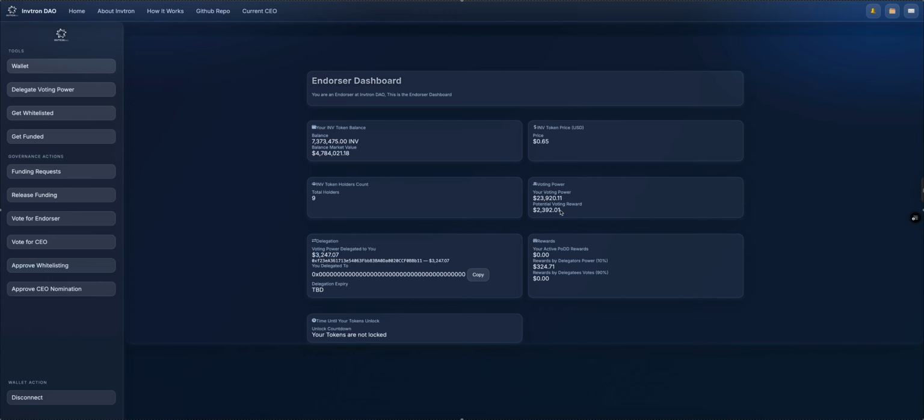And the reward is 2,392, and I will get rewarded also $324 for the voting power that I got from someone else. This is not accurate. This should be 32, I think, because 10% of this is 324. This is a miscalculation from the front end. This can be changed, no problem. Okay. So the idea is that's it.